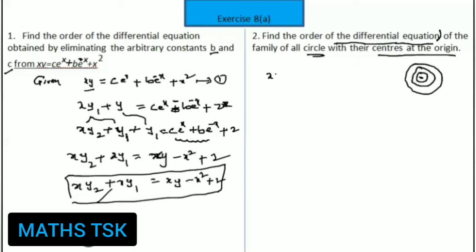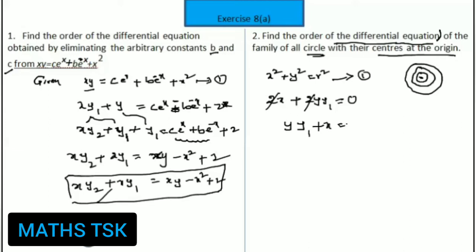What is the equation of the circle? That we can assume is x square plus y square is equal to r square. So the origin is center, radius is r. Since it contains only one parameter r that changes, we differentiate once, so it becomes 2x plus 2y1 is equal to 0. When you divide by 2, it becomes y1 plus x is equal to 0, or y into dy by dx plus x is equal to 0. That is the differential equation obtained from the family of the circles whose center is at origin.